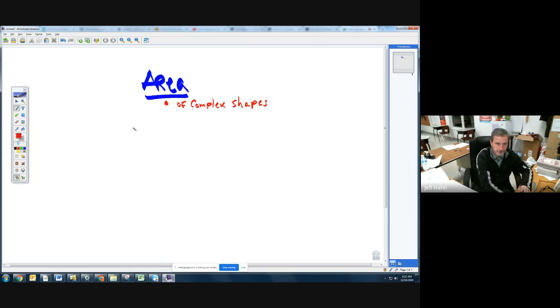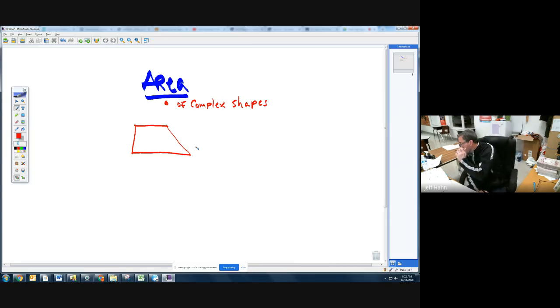Let's say we have this shape right here. And I'm not real good at drawing shapes on my little board here. The dimensions, of course, are 4, 6, and 8. So let's say this is 4 inches. This is 6 inches. And this is 8 inches.